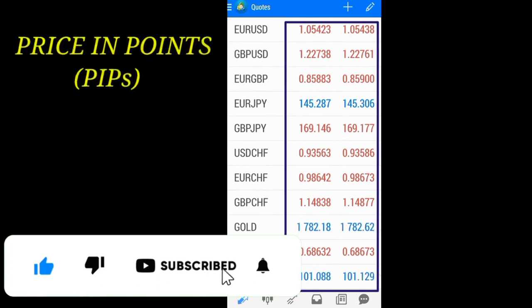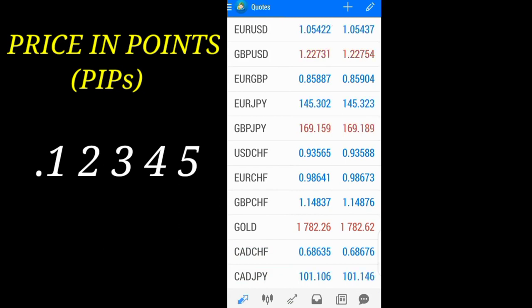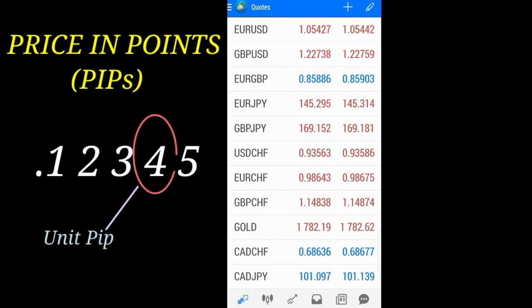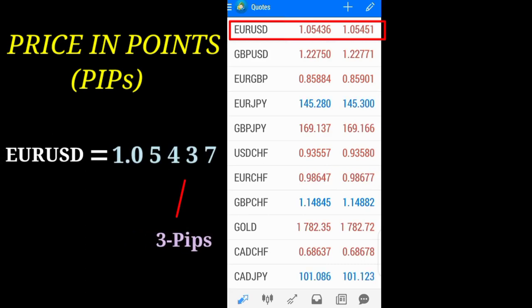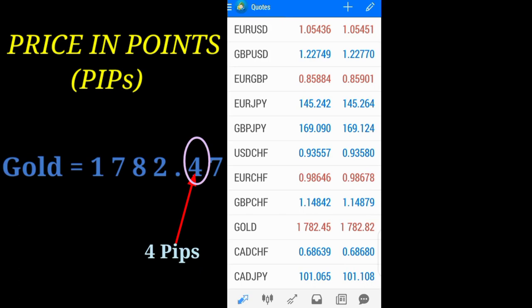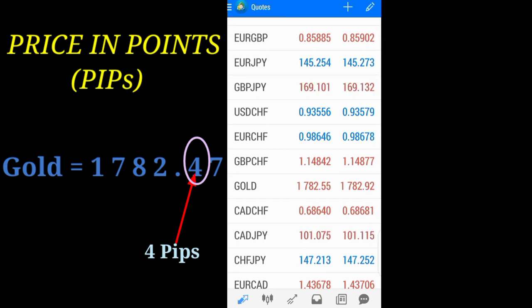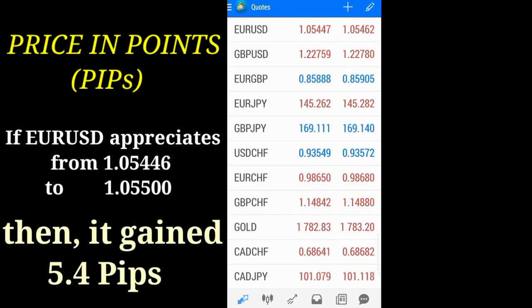So let's talk about pips right now. Each quote is measured in pips. Most brokers have their quotes in 5 decimal places. A unit pip is in the 4th decimal place, while the 5th decimal place is the pipette, which is 1/10 of a pip. So let's say, for instance, in this EUR/USD quote, the unit pip value here is in 3. For gold, the unit pip is in the 1st decimal place. That is where you get the unit pip. So the unit pip here for gold and silver is in the 1st decimal place. The EUR/USD should move from 1.0544 to maybe 1.0550. That means it has moved about 5.4 pips to the upside.